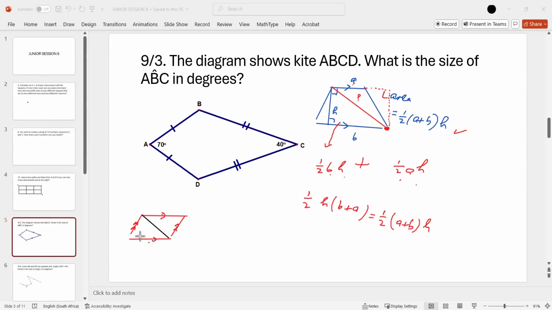So for instance, the diagonals bisect each other. Interesting. When you join both the diagonals, it turns out that each diagonal cuts the other into equal parts. This diagonal bisects this one, and this diagonal bisects the other one. And that's another property of a parallelogram. See? Like that, you've got various properties.